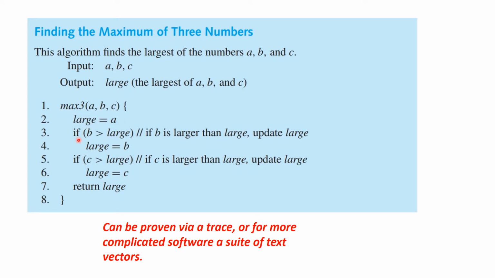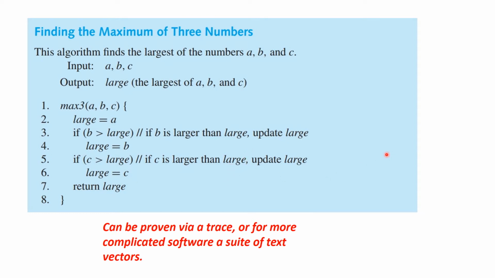Then you go to the next one, and if B is bigger than large, then you assign the value of B to large. Then you go to the next if statement. If C is greater than large, update large, you assign C. And so when you return large, you give us the biggest value.